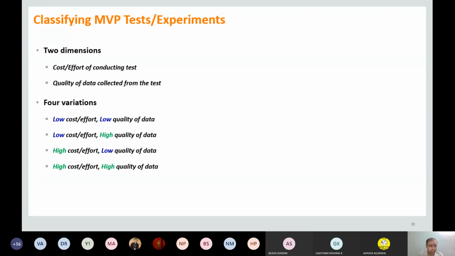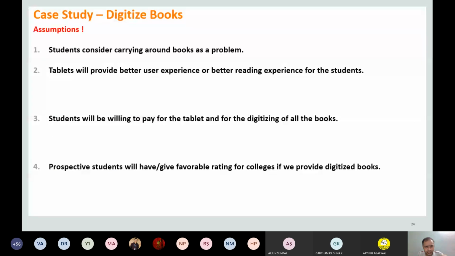I mean, it's about the testing. Next, high money but high quality. I spend more money, I get high quality of data. Based upon this MVP test, I have run this for the 3 conditions where tablets... I'm just going to discuss the 3 conditions. Tablets will provide better user experience, or better reading experience, for the students.